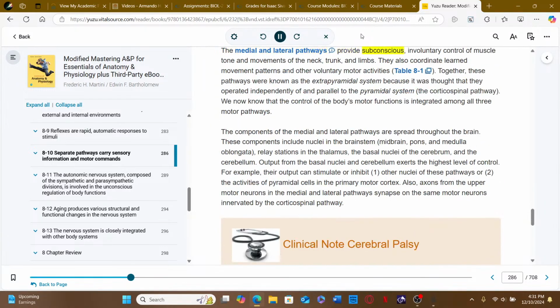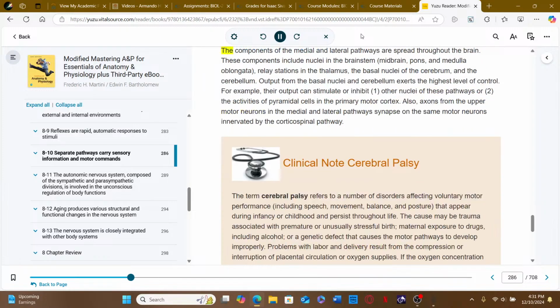The medial and lateral pathways. The medial and lateral pathways provide subconscious, involuntary control of muscle tone and movements of the neck, trunk, and limbs. They also coordinate learned movement patterns and other voluntary motor activities. Table 8-1. Together, these pathways were known as the extrapyramidal system because it was thought that they operated independently of and parallel to the pyramidal system, the corticospinal pathway. We now know that the control of the body's motor functions is integrated among all three motor pathways.